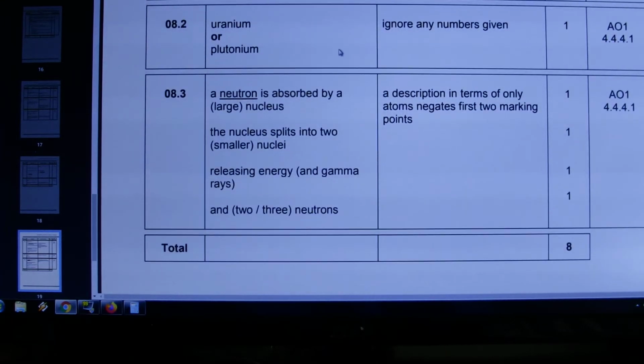Uranium or plutonium? Ignore any numbers given. I don't care whether you say uranium-235, they just want uranium. This nucleus splits after a neutron is absorbed by a large nucleus. It has to be larger than oxygen to undergo fission. Oxygen is the low energy state for some reason. The nucleus splits into two smaller nuclei. It splits into fission products, nuclear fragments, not necessarily two. Releasing energy and gamma rays. Is it gamma rays? Does it have to release gamma rays to be undergoing fission? And 2 or 3 neutrons.